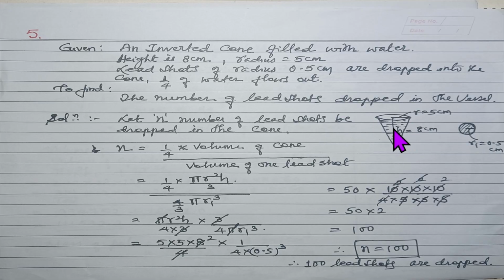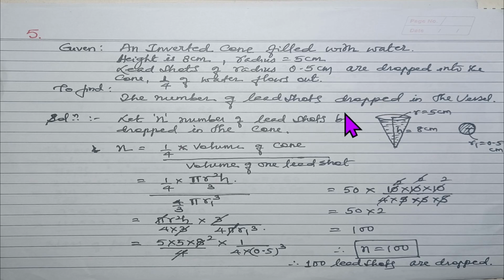Once you drop the lead shots, the water will flow out of the cone, and the amount of water which has flown out of the cone is 1/4 of the total water. So 1/4 of the total water has flown out by putting the lead shots into the cone. Now we have to find out how many lead shots are put into the cone so that 1/4 of the volume flows out of it. So let us assume that n lead shots are put into the cone.